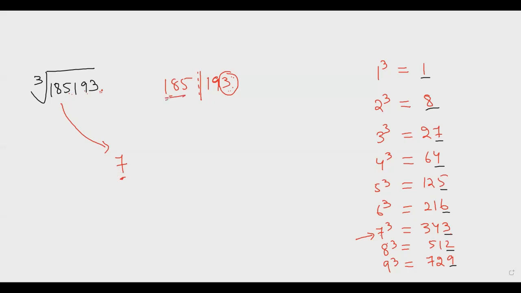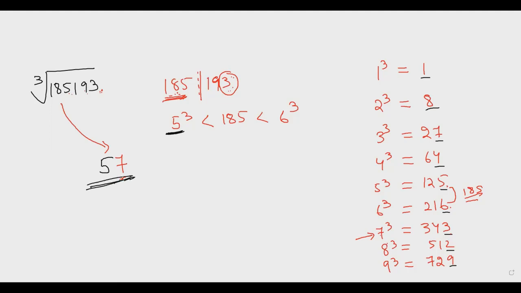Now the remaining part is 185. Which cubes does 185 lie between? 185 lies between 5 cube and 6 cube, right? So what number do we have to take? The smaller number. So we take 5. So the answer is 57.